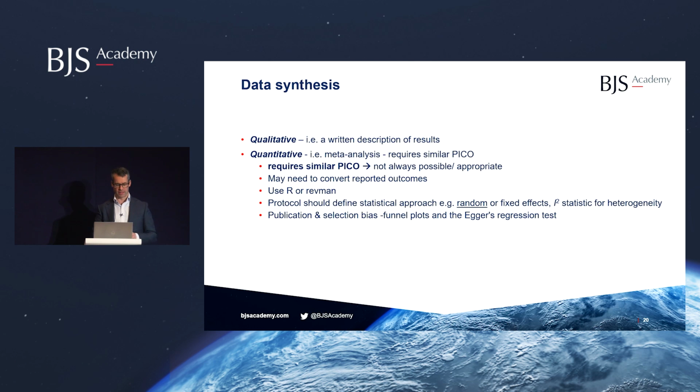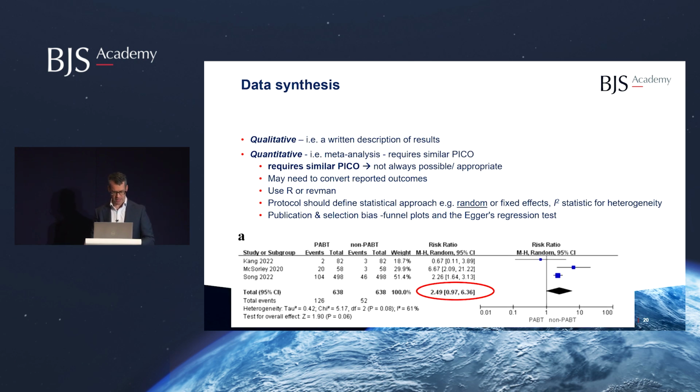And then we talk about publication selection bias. We've already mentioned the likelihood that a positive surgical study is more likely to get published than a negative study, and can we actually demonstrate that within our meta-analysis?